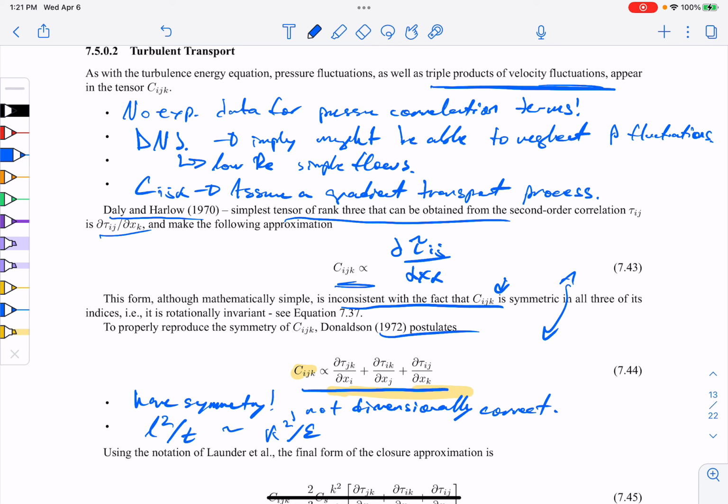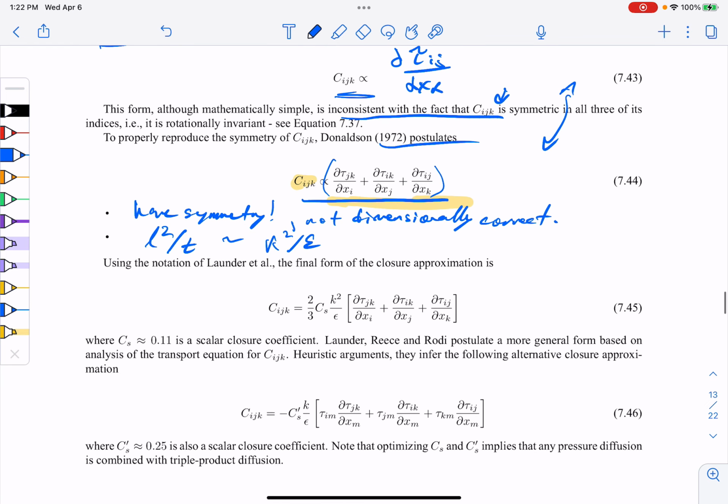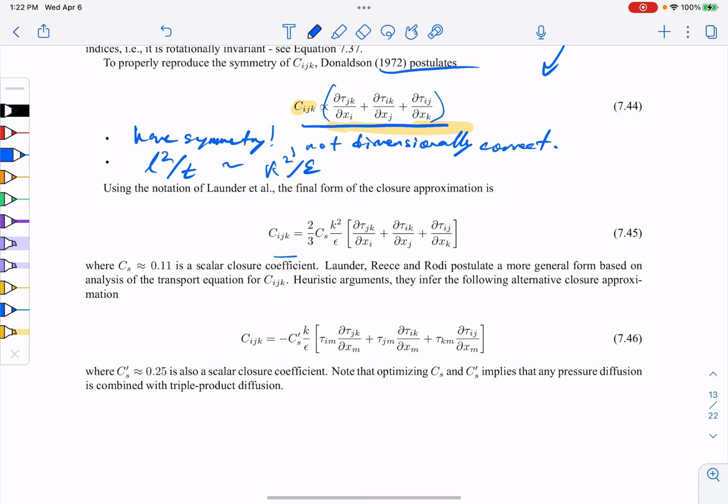And so some authors like Mellor and Herring and Launder, Reece, and Rodi in 1975 multiplied this part of the equation by something like k squared over epsilon times a constant and proposed equation 7.45. So this is a closure that's valid. And here the coefficient Cs is constant and it's calibrated to be about 0.11.